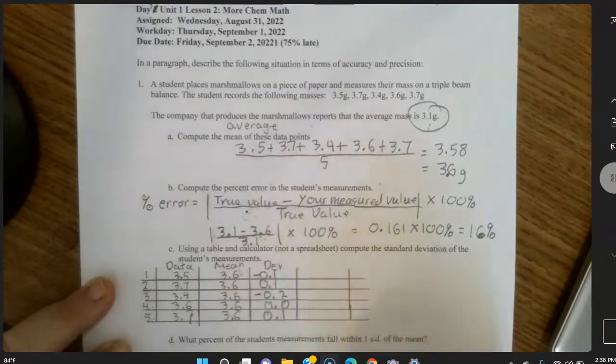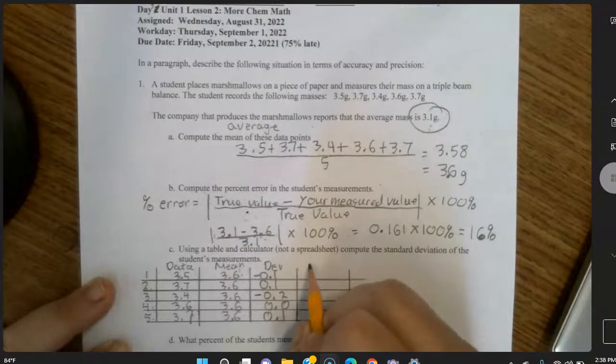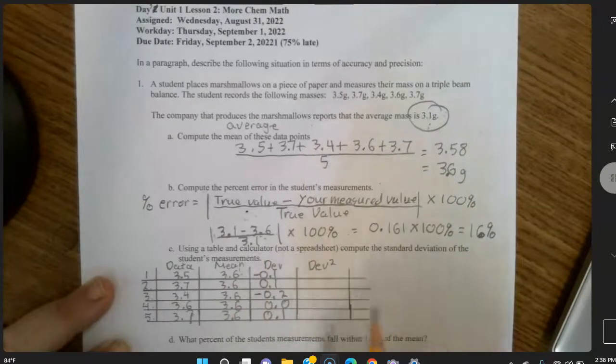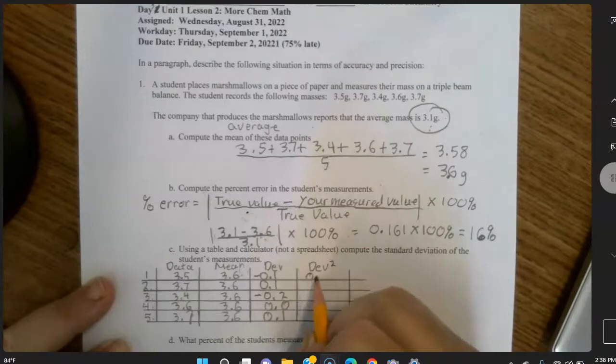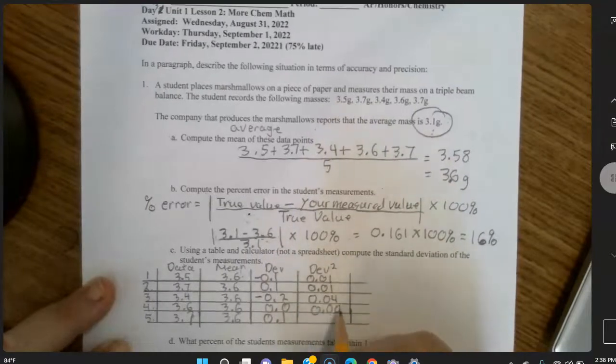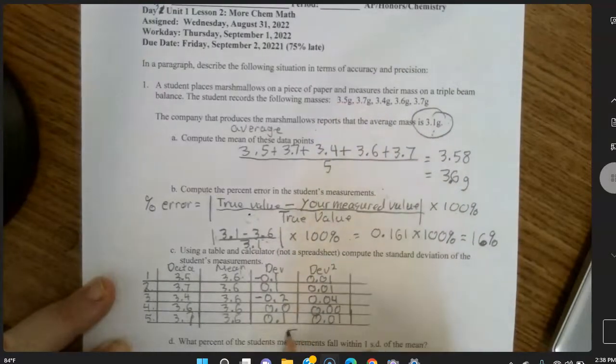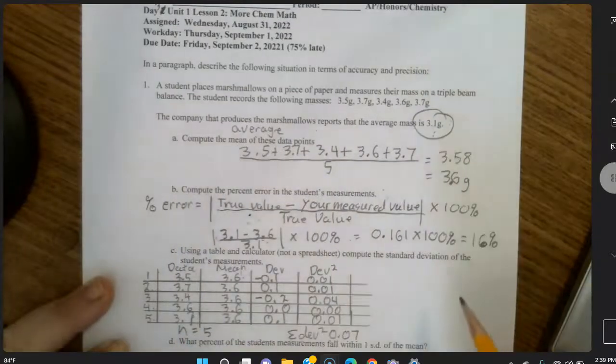Now you square all of these. Use a calculator if you need to. So that would be the deviations squared. So this is going to be 0.01. And if you add those up, the summation of the deviations squared is going to be 0.07. The number of values, n, is going to equal 5. We used 5 values. Okay.